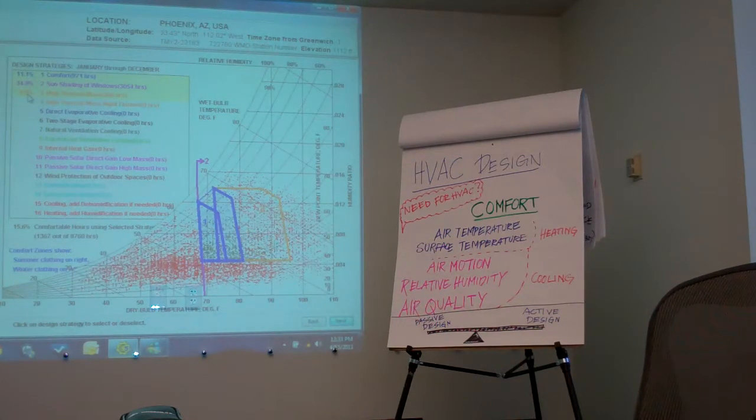So high thermal mass, a little bit of high thermal mass with night flush. The reason why there's only a 0.5% increase is because the night doesn't get as cold during the summer days when we want them to. So the night flush doesn't work.